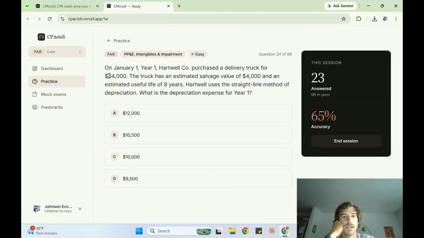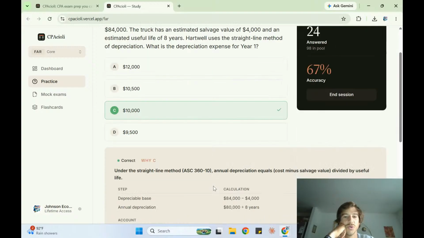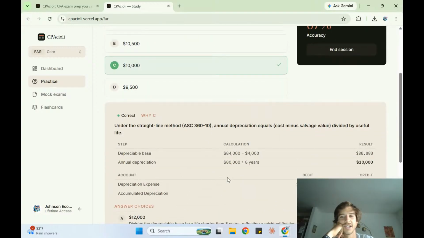Yay, easy one. 84,000 minus 4,000 is 80,000 divided by 8 is 10,000 a year. Cool. I wish they were all that easy, man.